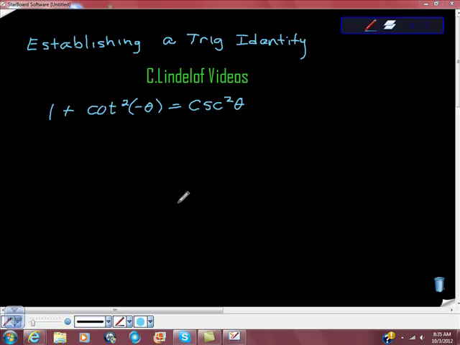Establishing a trigonometric identity. 1 plus cotangent squared of negative theta is equal to cosecant squared theta. What rule are we going to use here? Anybody remember?